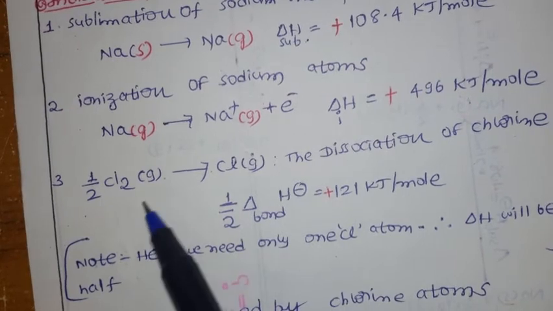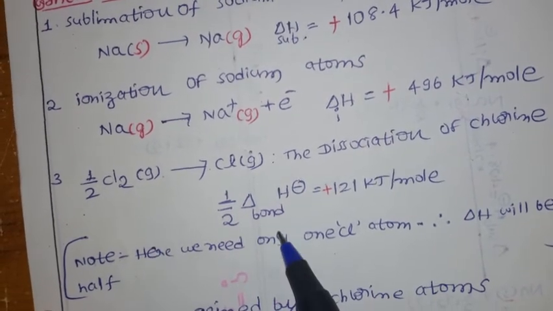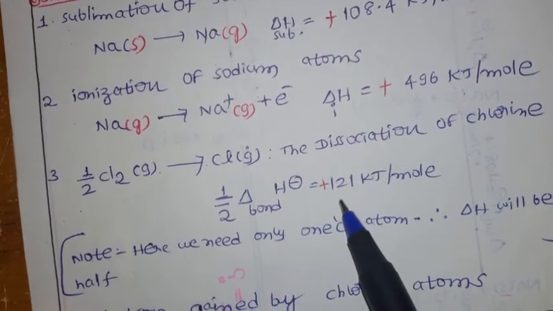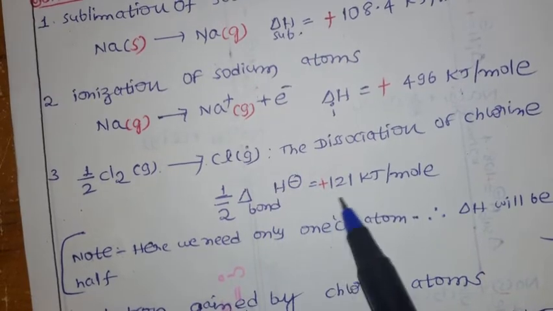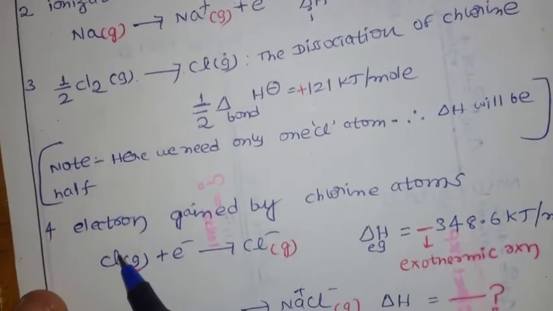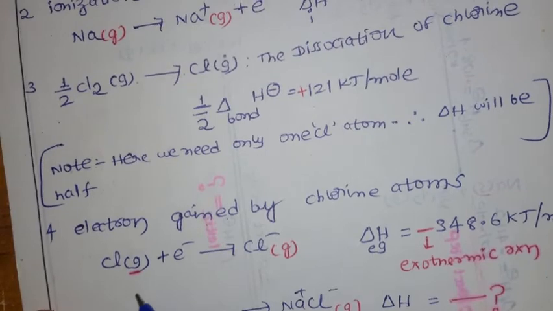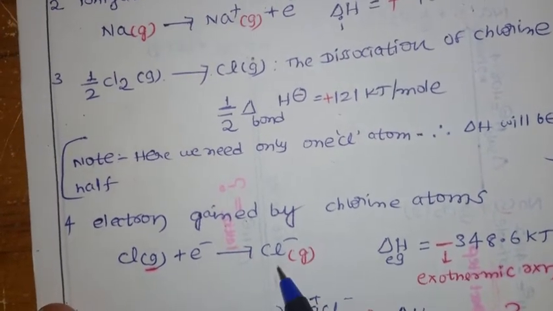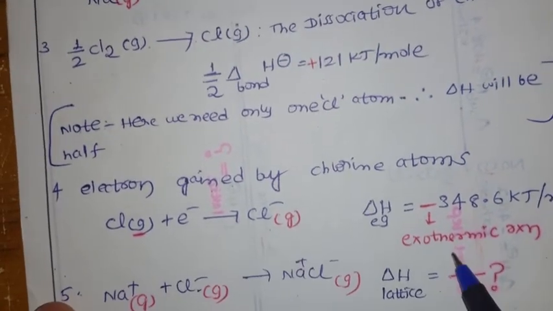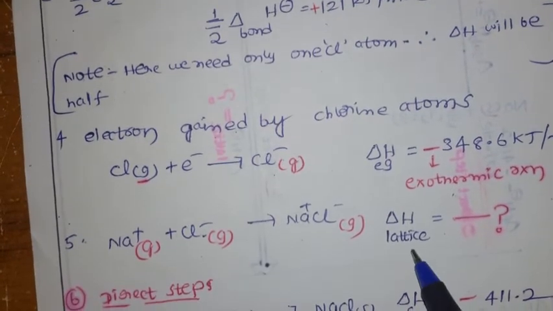So here we are going to break the bond. So bond enthalpy: how much do we have here? We have plus, because it is an endothermic process. Next, an electron is gained by the chlorine atom, so chlorine is converted into chloride ion. It is an exothermic process. So finally we calculate the lattice enthalpy.